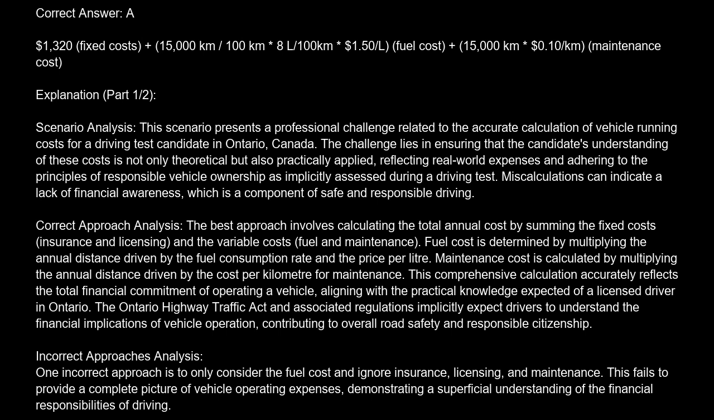Correct approach analysis. The best approach involves calculating the total annual cost by summing the fixed costs, insurance and licensing, and the variable costs, fuel and maintenance. Fuel cost is determined by multiplying the annual distance driven by the fuel consumption rate and the price per liter. Maintenance cost is calculated by multiplying the annual distance driven by the cost per kilometer for maintenance.